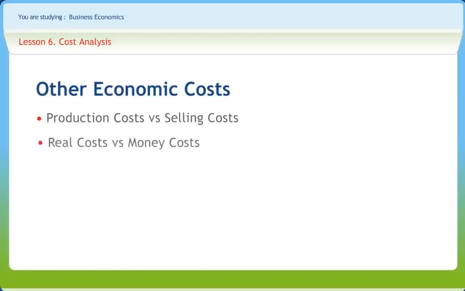Then, there are real costs and money costs. Costs are often measured in terms of money, in terms of money spent on purchase, procurement, processing, and so on. Sometimes such money expenditure only measures the nominal costs, which are different from the real costs. The real costs are measured in constant prices, but the nominal or money costs are measured in current prices.